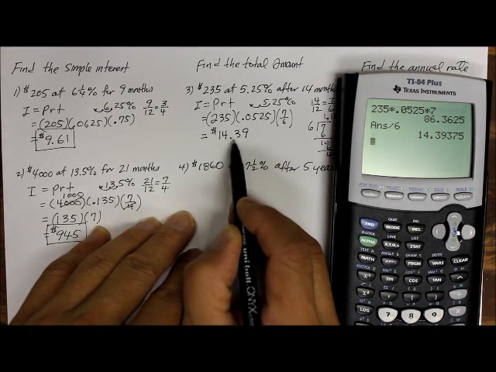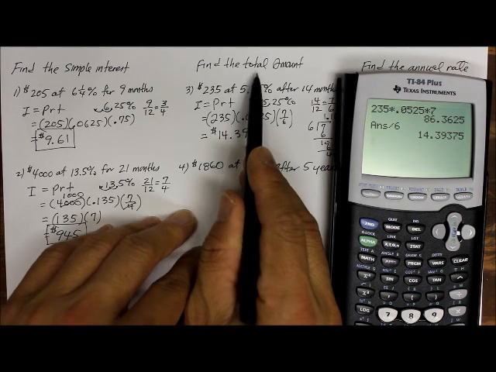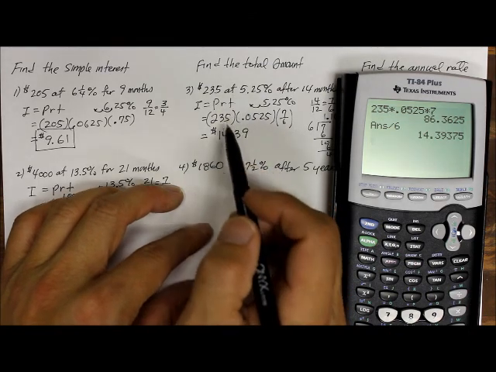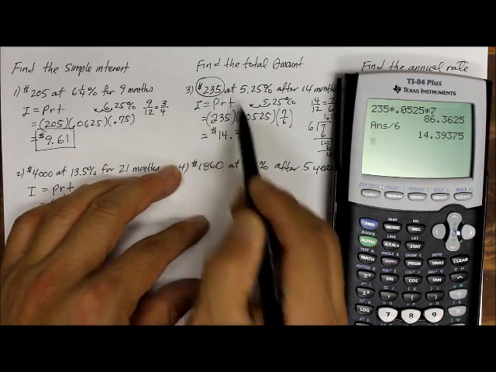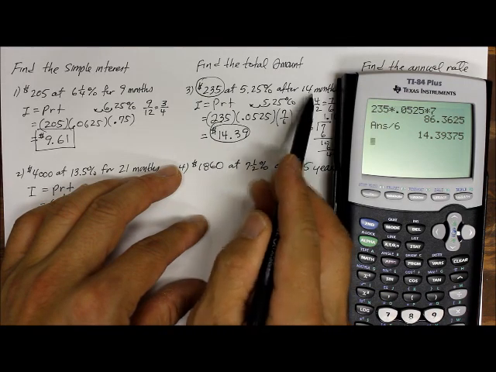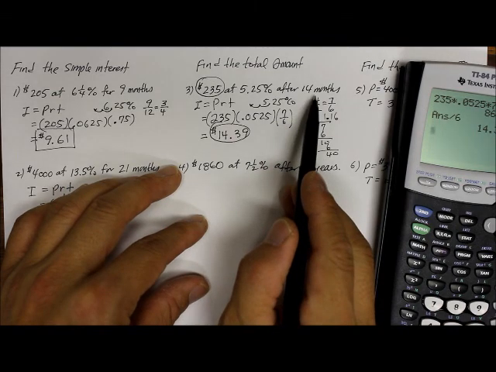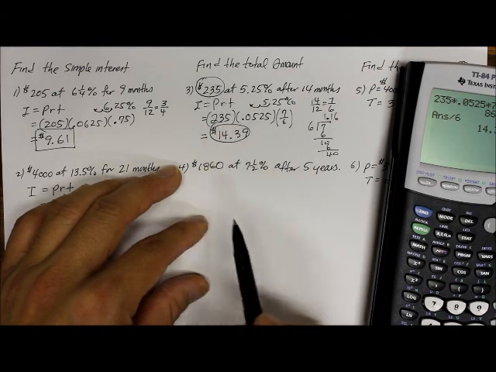$14.39. But that's not the answer we're looking for. We want the total amount. To figure that, we had to go back to our beginning balance, which was $235. Now we're going to add to that our interest after 14 months. After over a year, they give you $14 in interest. So you add those two amounts together.